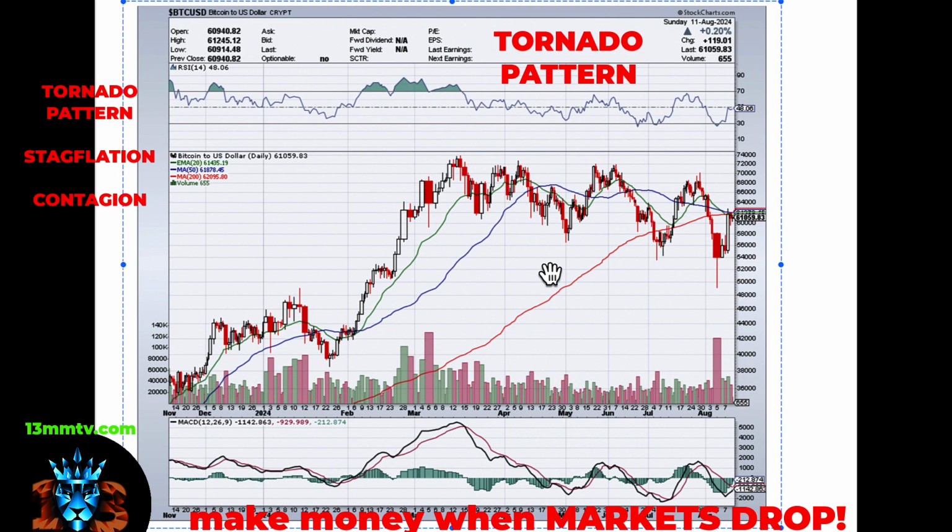All right, guys, this is a chart of Bitcoin, and it's a slight variation of a tornado pattern. The major difference here is there is a tornado pattern in a much shorter time frame, but we're looking to match the charts that I was just showing you to match the time frames on those. We're looking at this chart first. So you're looking at a variation.